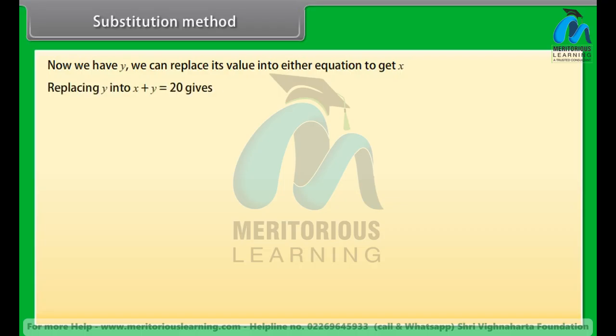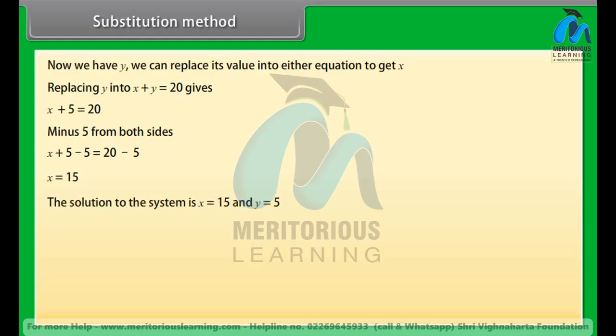Replacing y into x plus y is equal to 20 gives x plus 5 is equal to 20, minus 5 from both sides. x plus 5 minus 5 is equal to 20 minus 5. x is equal to 15. The solution to the system is x is equal to 15 and y is equal to 5. Indeed, 15 plus 5 is equal to 20 and 15 minus 5 is equal to 10.